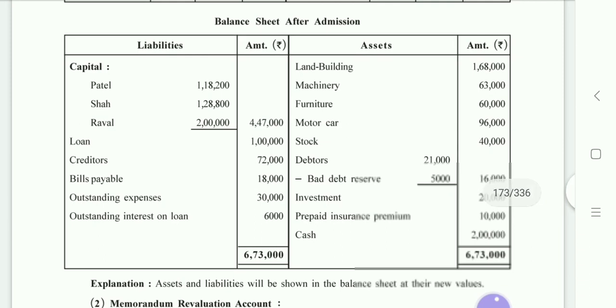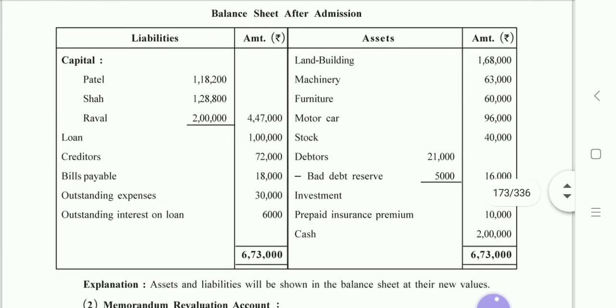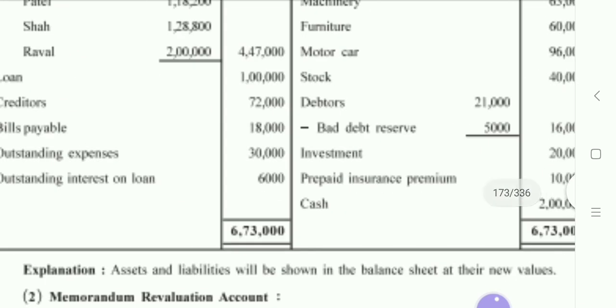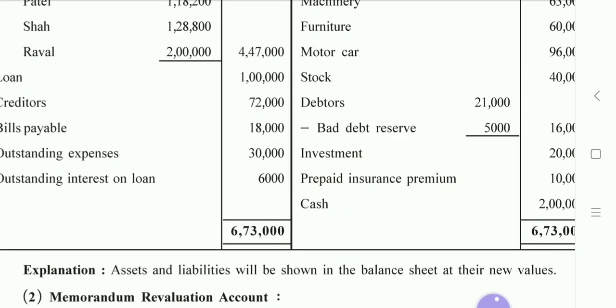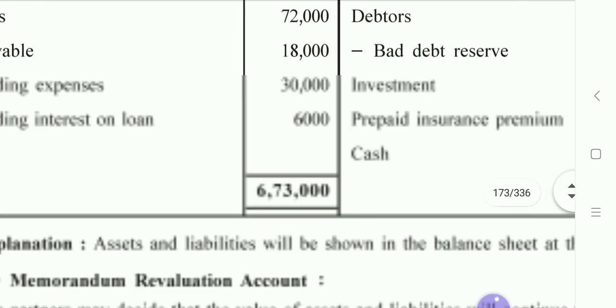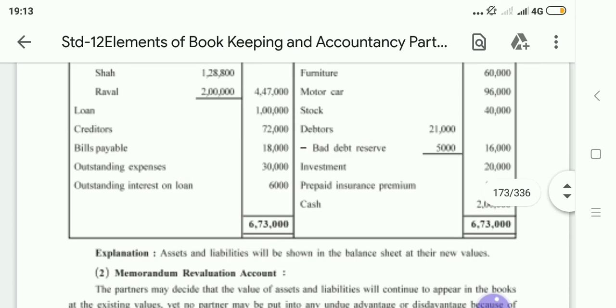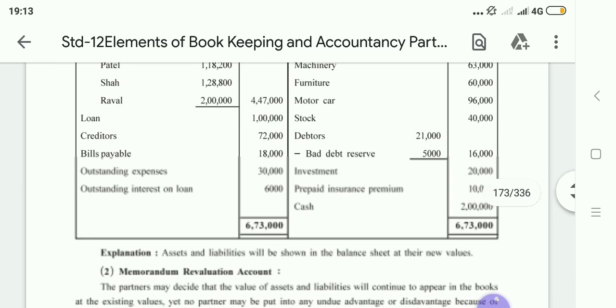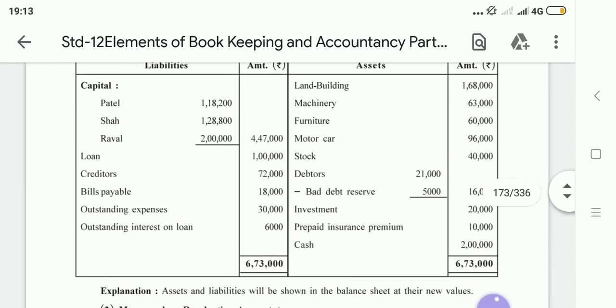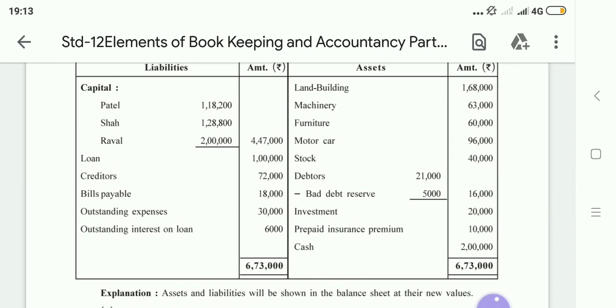the total of both the sides of the balance sheet should be identical. If your total is 6,73,000, here on this side, liabilities side I mean, then that should be the total of the asset side even. If that is not the case, you have committed a mistake in any of the accounts.